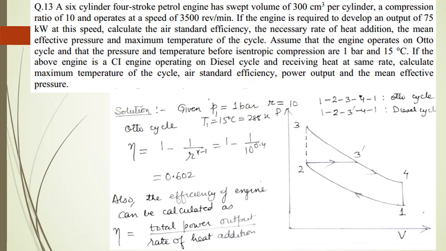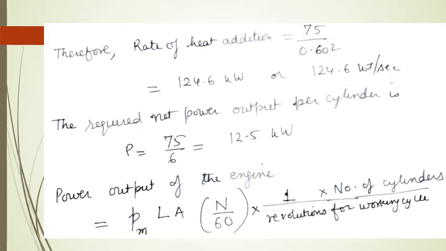The efficiency of the engine can also be calculated with the help of the ratio of total power output and the rate of heat addition. So the rate of heat addition is equal to the rate of power output divided by air standard efficiency. That gives us the rate of heat addition equal to 124.6 kilojoule per second. Now per cylinder, what is the required net power output? That is nothing but the power output for the engine divided by the number of cylinders. So this gives us 12.5 kilowatt, the net power output per cylinder.